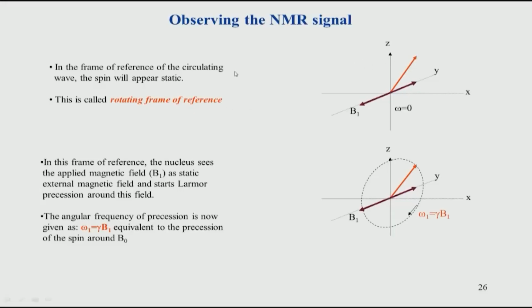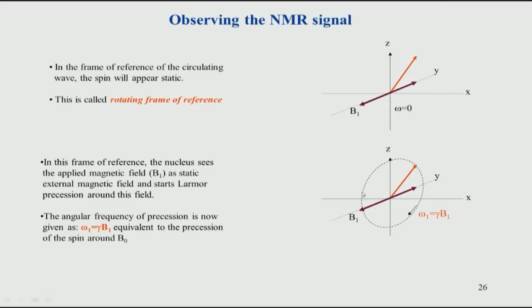It is a frame of reference in which the spins no longer rotate, because you have synchronized the RF radiation rotation with the spin rotation, and the spin appears to be static. You have to keep in mind the spin is actually not static, but it appears to be static because we have now entered a different frame of reference. It is like a virtual frame in which the spins are static.